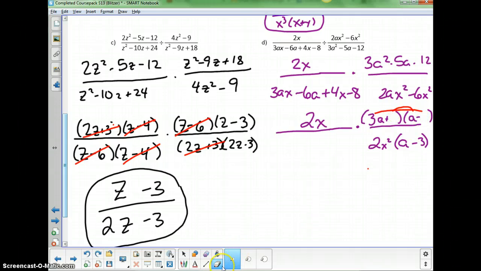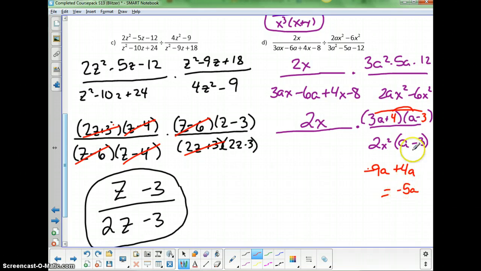If 3 and 4 doesn't work, let's try 4 and 3. So that would be negative 9a, okay, plus 4a is negative 5a. Okay, so that one seems to work. So let's get rid of this work right here. We've got it factored now.